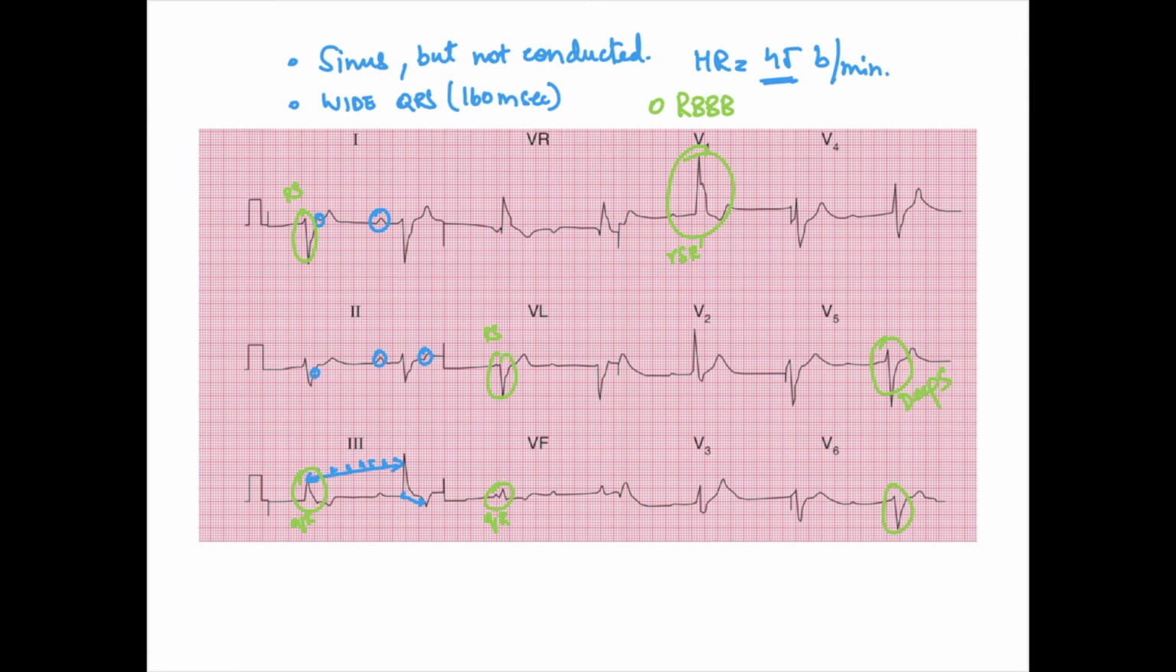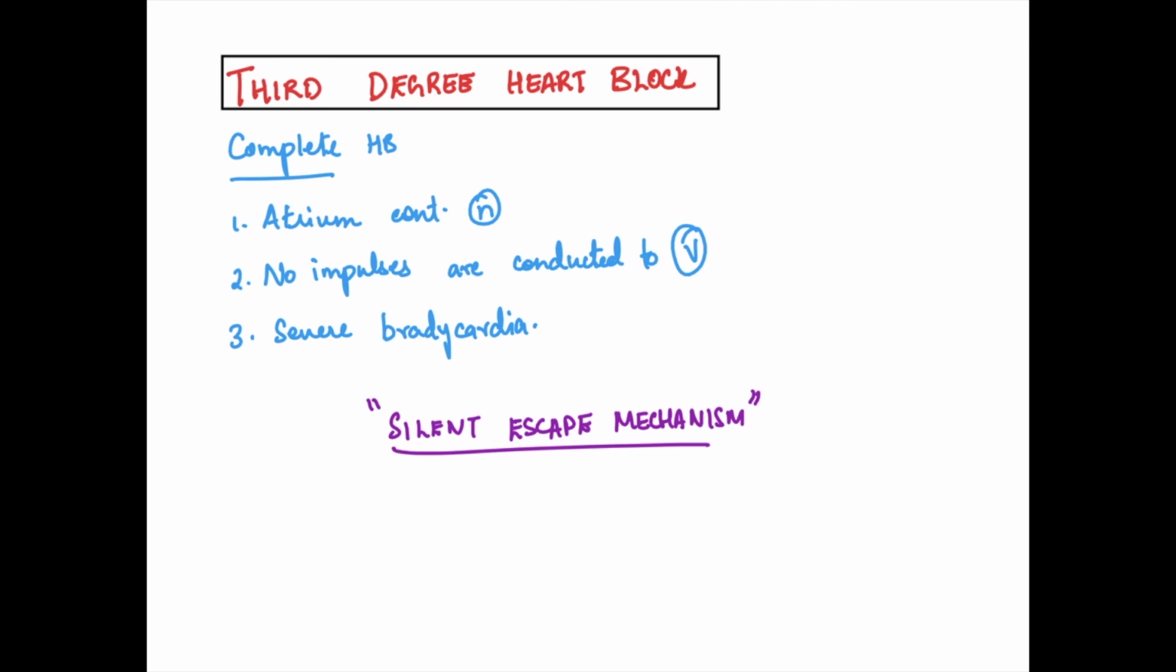So whenever you get an ECG of a complete heart block, do look for bundle branch block signs. There will be bundle branch block signs. Yes. And do not forget these three important points: the atrium is normal, no impulses are conducted to the ventricles, and severe bradycardia, which is very, very important.